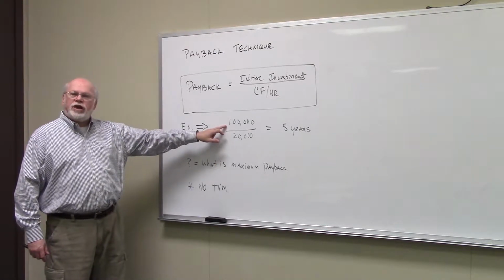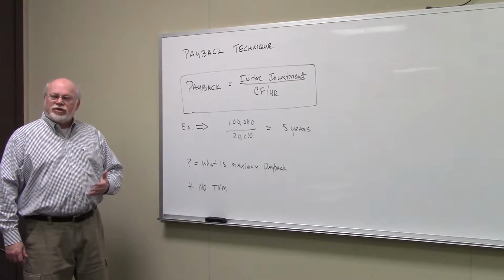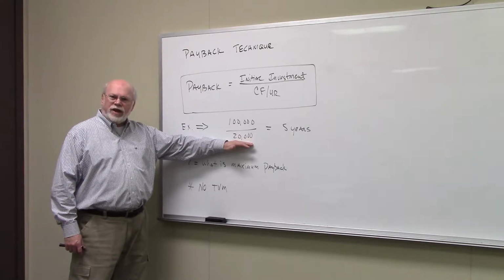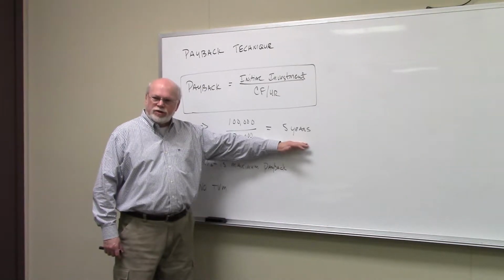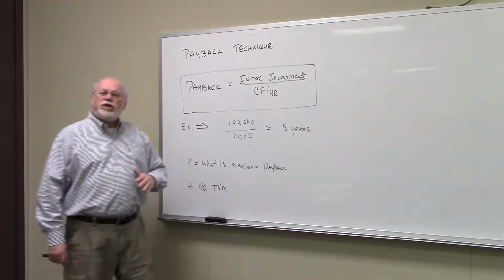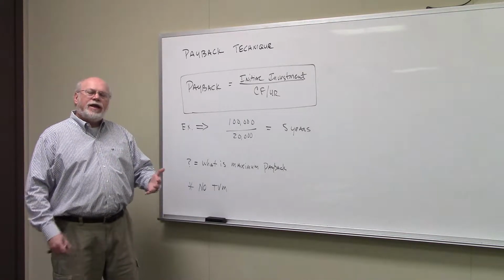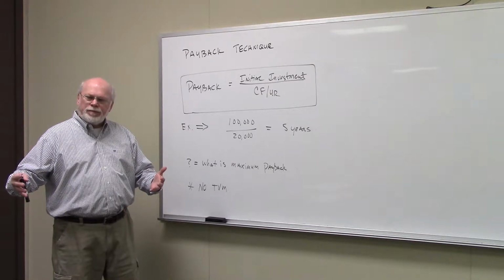But it's defined as the initial investment divided by the cash flow per year. So if we had a project with a required investment of $100,000, and from that investment we thought we'd get $20,000 a year in additional cash flow, that means this project's payback would be 5 years. So what does payback tell us? Well, it tells us how long it takes a project to pay us back that initial investment that we make.